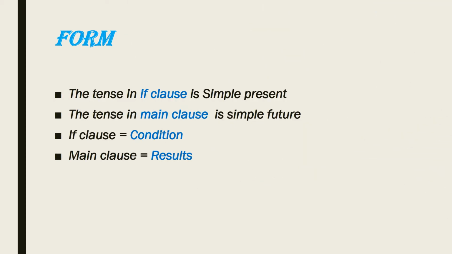In which form do we use this? Type 1 is used in possible conditions. The tense used in the if clause of type 1 is simple present tense, and the tense used in the main clause of conditional sentences type 1 is simple future. So the if clause is our conditional clause and the main clause is our result clause.